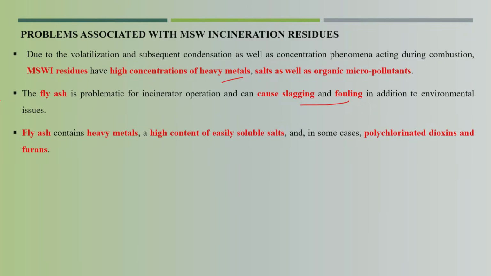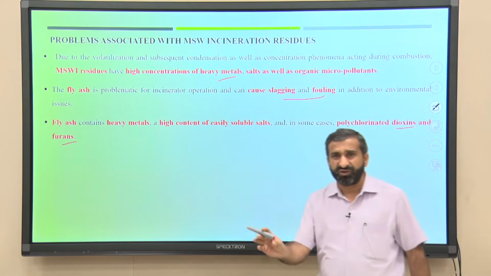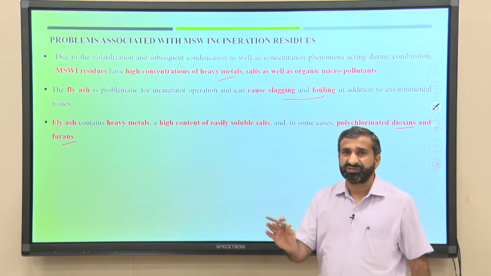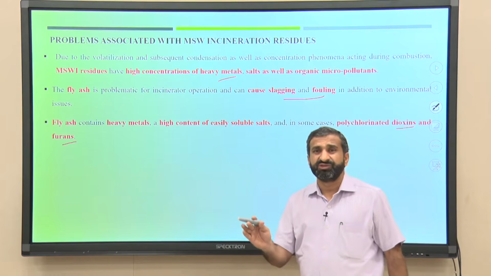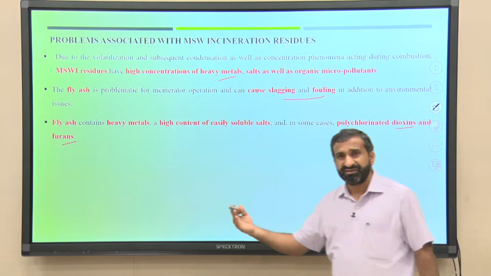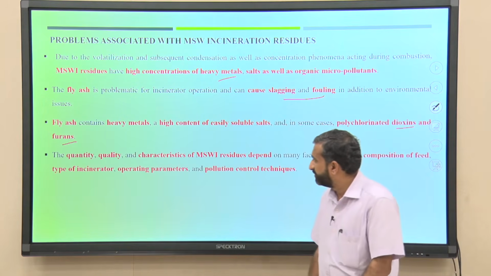Fly ash contains heavy metals, a high content of easily soluble salts, and in some cases polychlorinated dioxins and furans. This is also important, and I explained it in one of the lectures already: when the temperature is around 200 to 400 degrees, formation of dioxins and furans is possible in the flue gas, and once you treat this flue gas, it is always possible that the fly ash could also contain dioxins and furans.